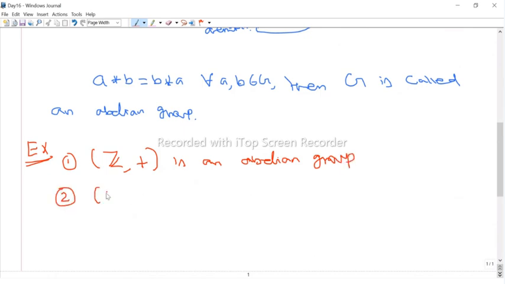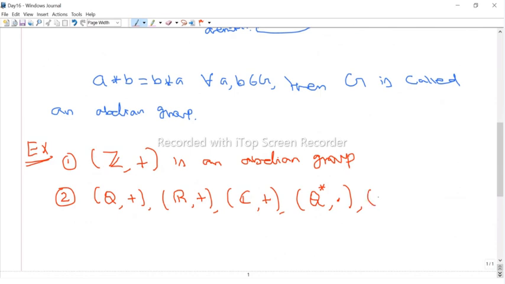Again, if we take the set of all rational numbers with respect to addition, the set of all real numbers with respect to addition, the set of all complex numbers with respect to addition, or if you take rational numbers and remove 0, that is Q star, with respect to multiplication, it is again an abelian group. Or you can take R star, removing 0 from R, with respect to multiplication. Or if you take the complex numbers and remove 0, that is C star, with respect to multiplication. These are all abelian groups.